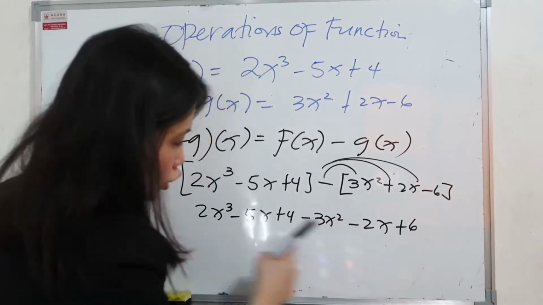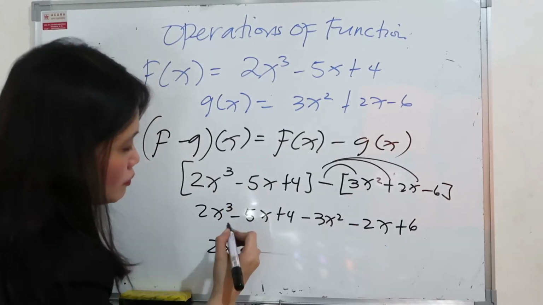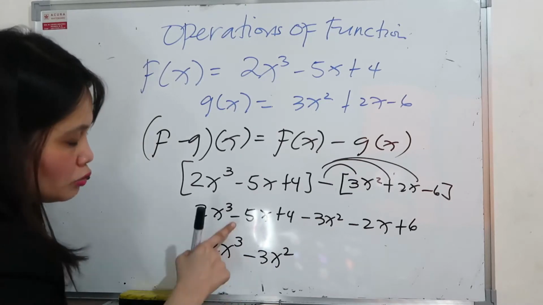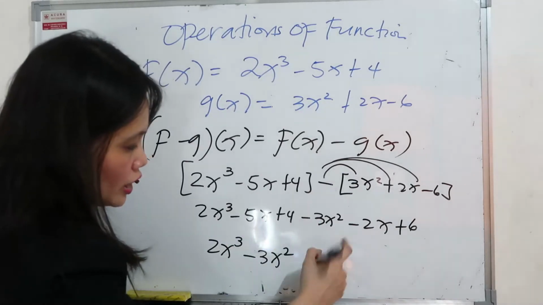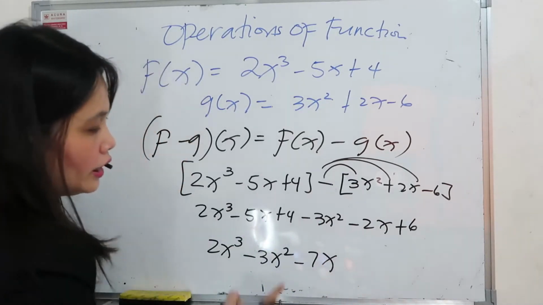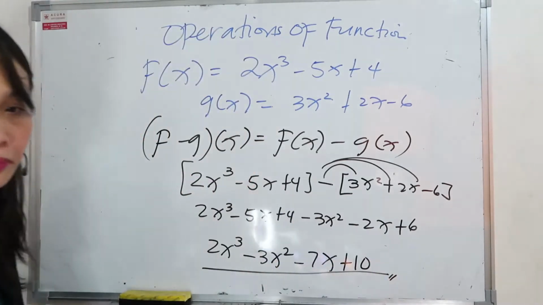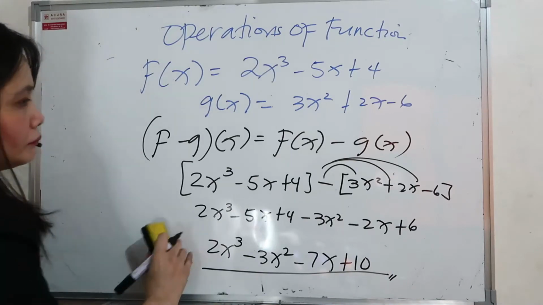And then you combine like terms. So you do have 2x cubed minus 3x squared. Okay? And then we do have negative 5x and then negative 2x. So that will be negative 7x. And then 4 plus 6. So you do have positive 10. So that is the answer. Okay? Next.